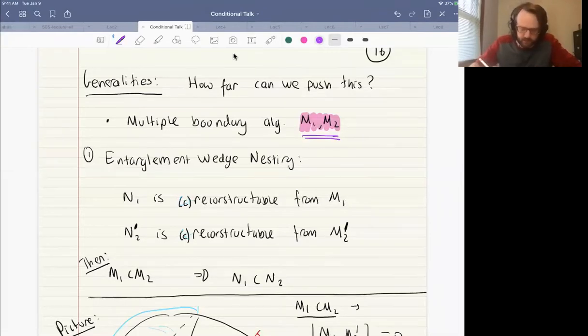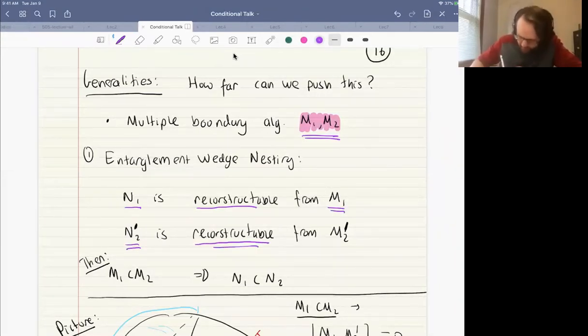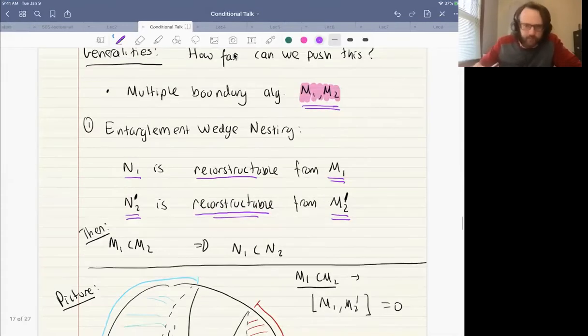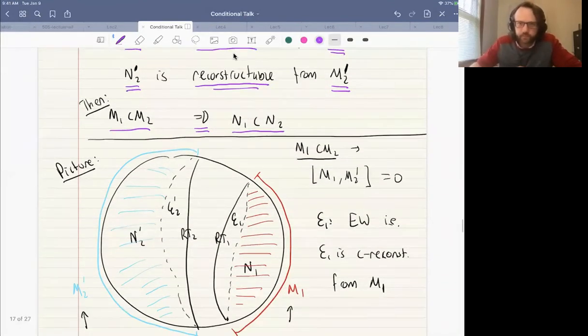It states the following: if N1 is reconstructible from M1 and N2 prime is reconstructible from M2 prime, then if M1 is contained in M2, the theorem states that N1 has to be contained in N2. Okay, so let's unpack that with a picture.